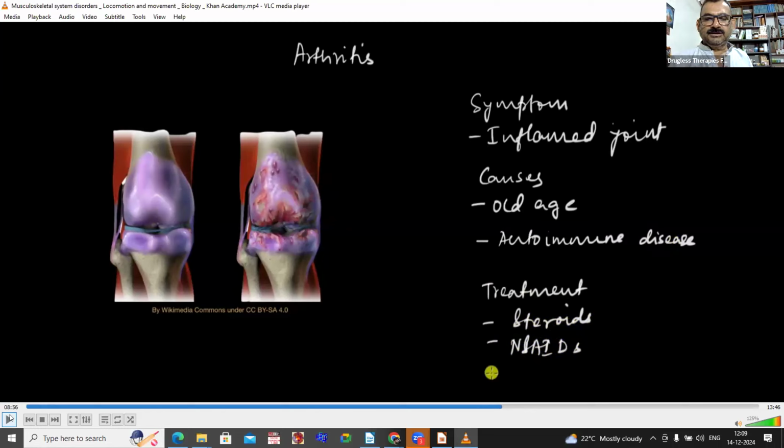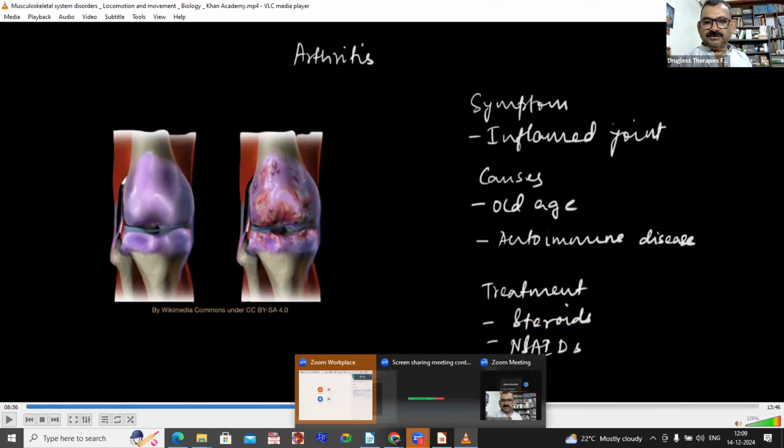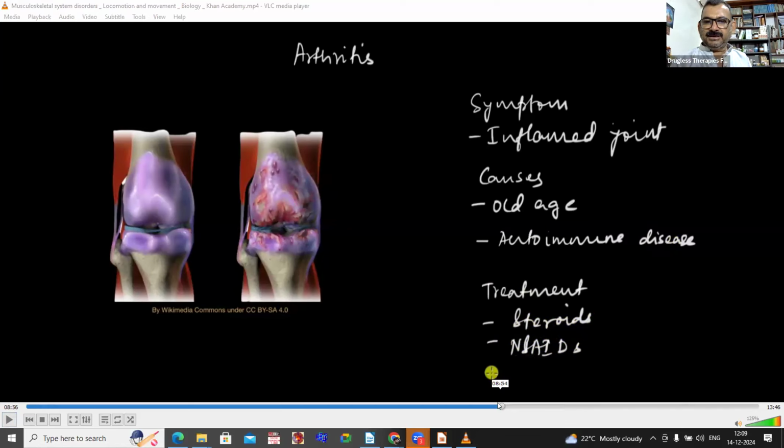So you can hear what the mainstream science is using here for this complaint. They are using painkillers and steroids for arthritis, and that is the whole treatment protocol they are following. Now you think in which way you can help them heal through our combinations.